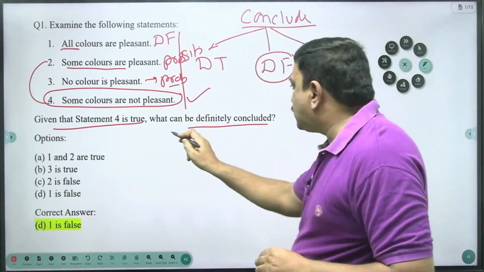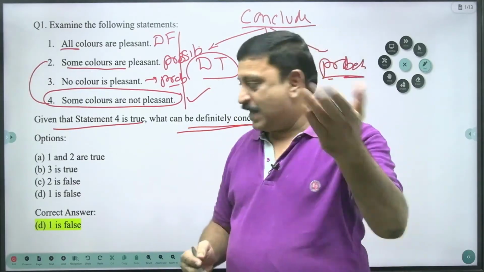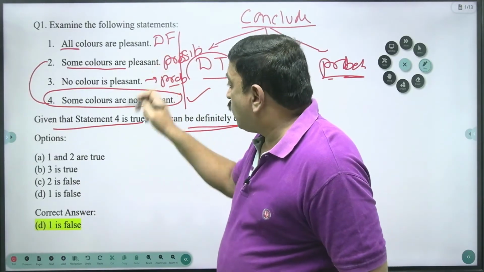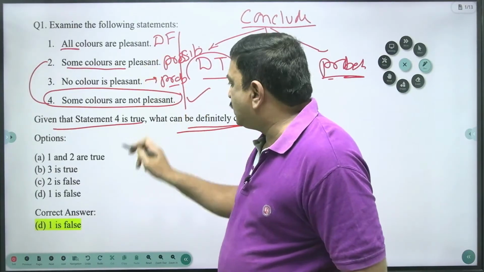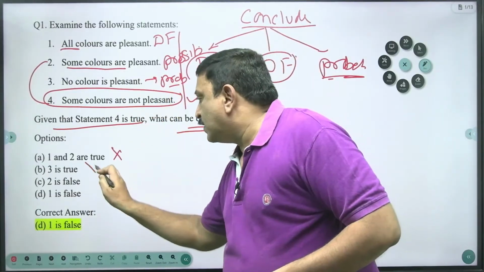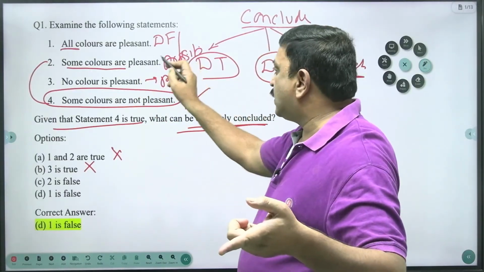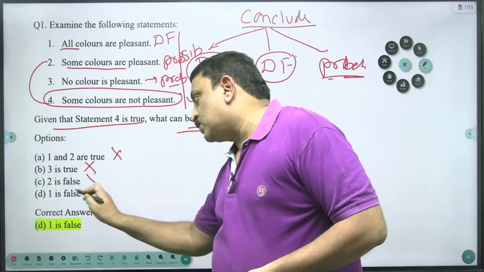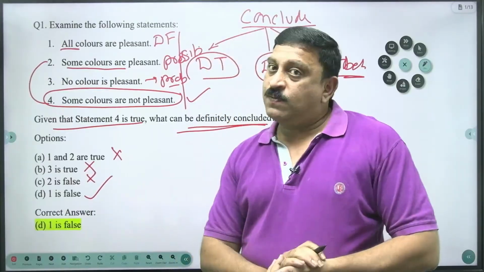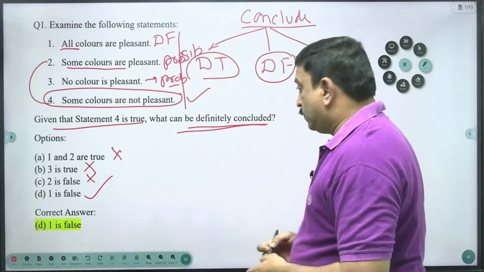So what they asked is which is definitely concluded. Definitely concluded means it can be definitely true or definitely false. So they gave the case here as true. You see, 1 and 2 are true? They said no, they are definitely false. 3 seems true, but it is only a possibility. And 2 is false, sometimes, as I just said, it can be false. So this is also wrong. 1 is false, definitely false. That's why the answer is 1 is false. Very, very good framing of this question. Let us go to the next question now.